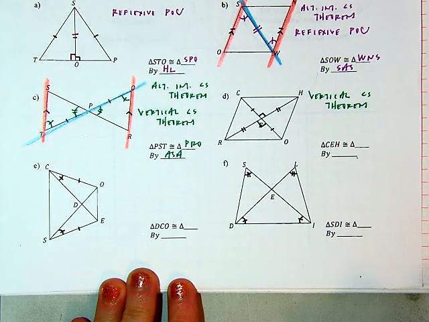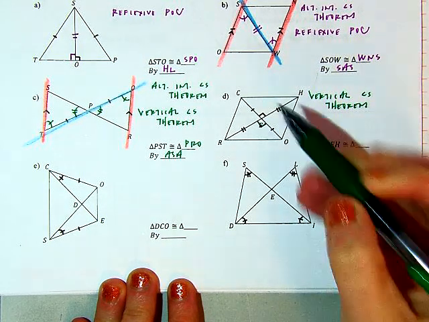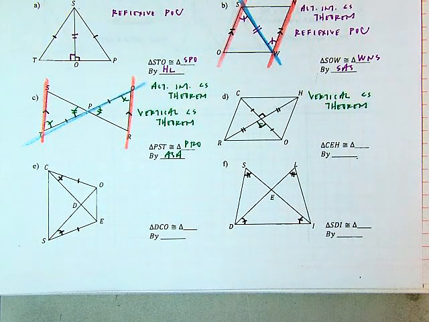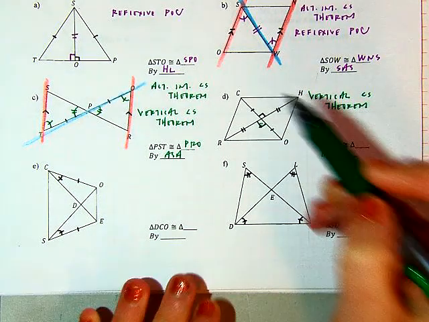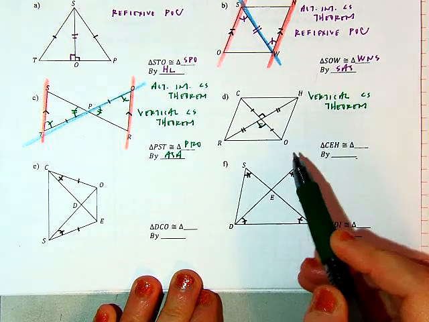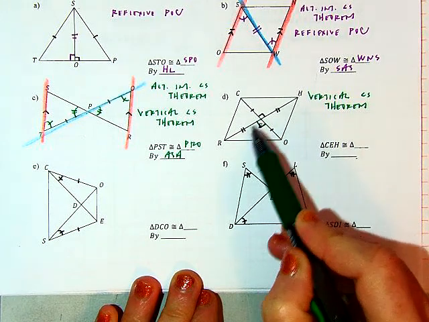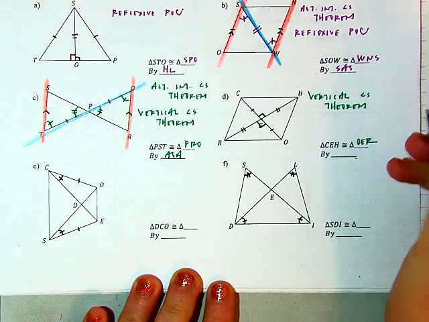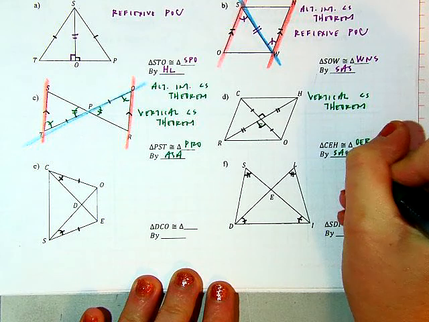And then I really have enough, right? Because I do have side, angle, side. So even if it's a right angle, it's still a pair of angles that are congruent. So I can still say side, angle, side. So if I name it CEH, over here would be OER. And my reason would be side, angle, side.